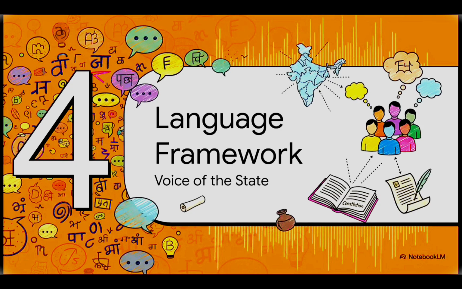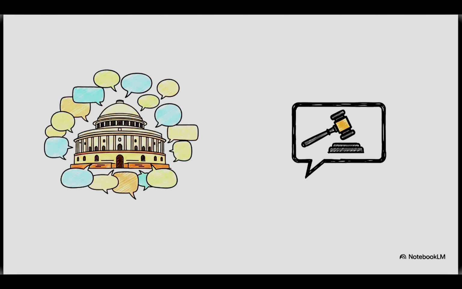And finally, let's explore Part 4, India's official language framework, the voice of the state. Let's see how this incredibly diverse state actually communicates officially. Now, there is a stark contrast in how different branches of the government handle language. In Parliament, under Article 120, operations generally run in Hindi or English, but it's flexible, right? The presiding officer can easily allow a member to speak in their mother tongue to ensure true democratic representation.